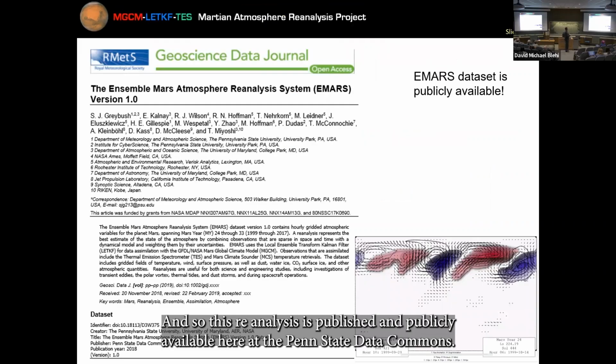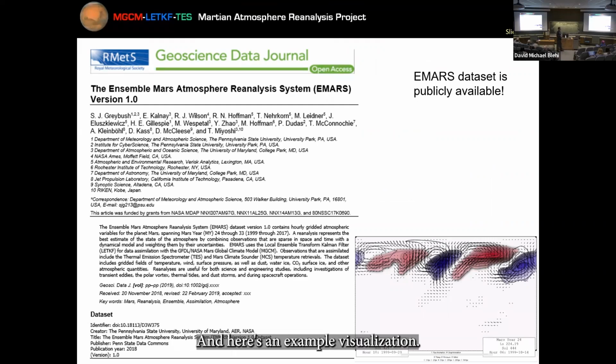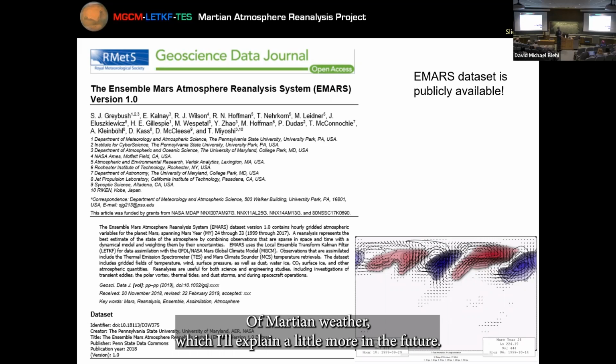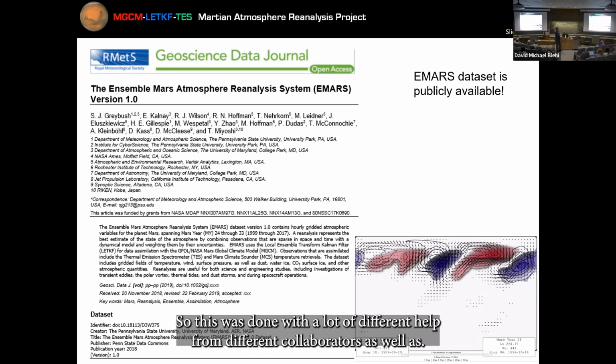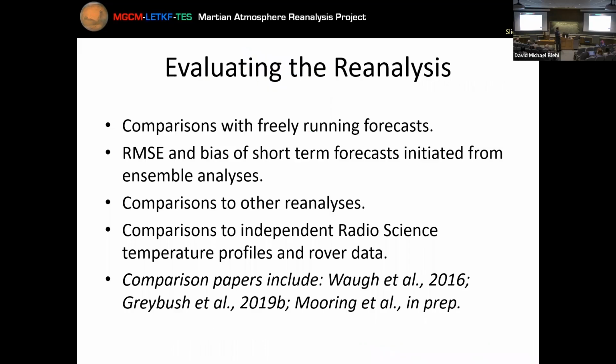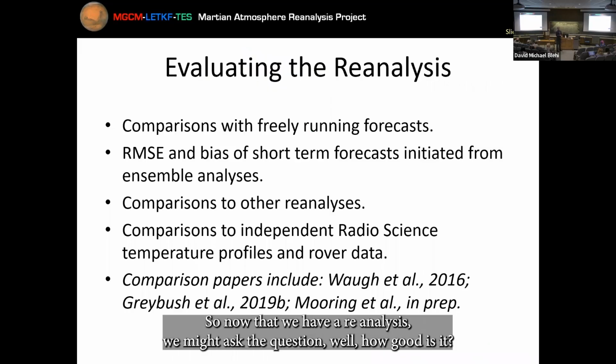So this reanalysis is published and publicly available here at the Penn State Data Commons. And here's an example visualization of Martian weather, which I'll explain a little more in the future, what we're seeing here. This was done with a lot of help from different collaborators as well as students here at Penn State. Now that we have a reanalysis, we might ask the question, well, how good is it?